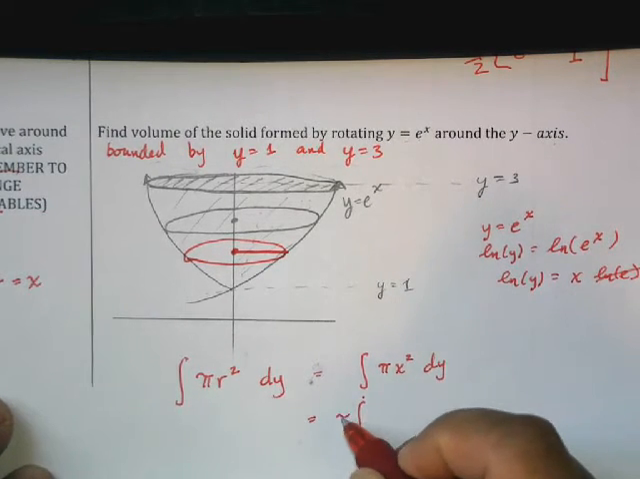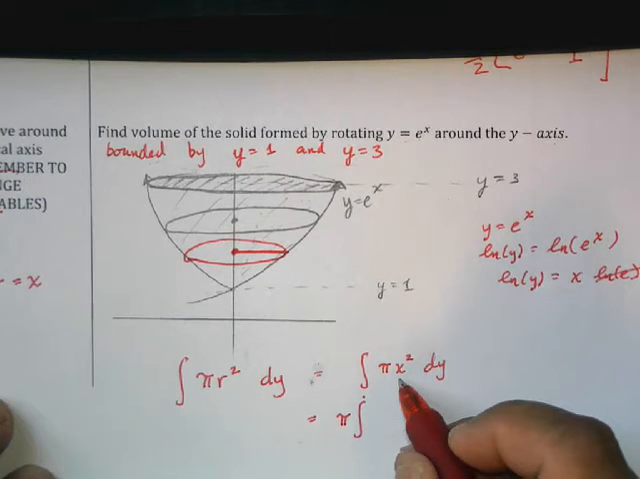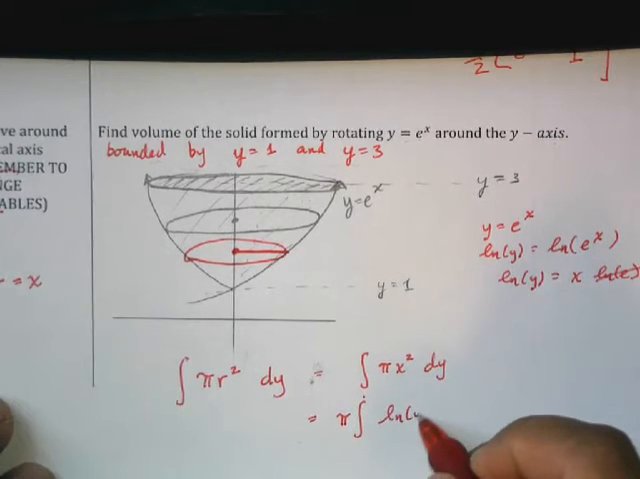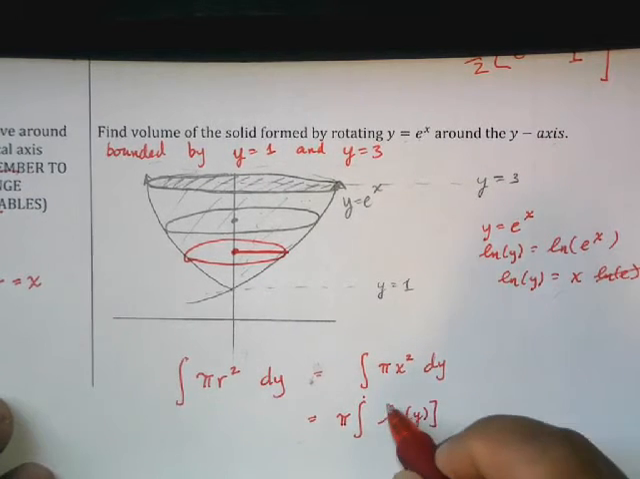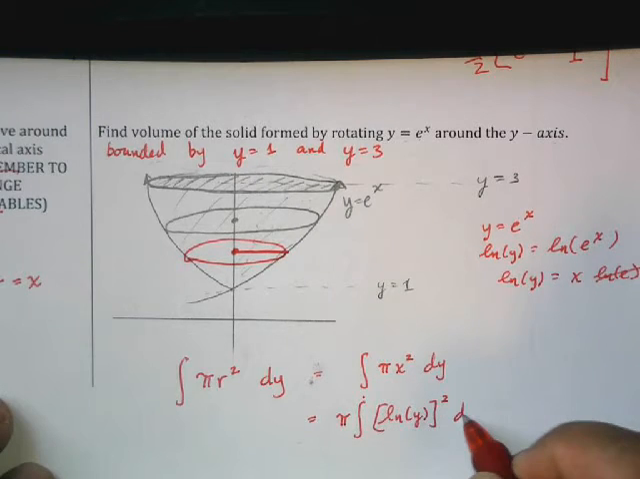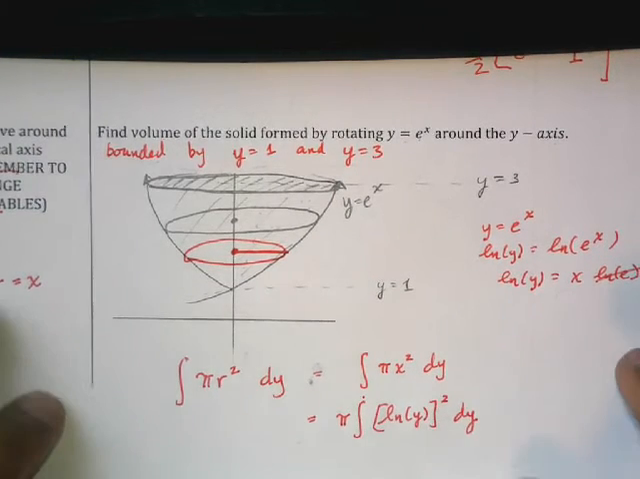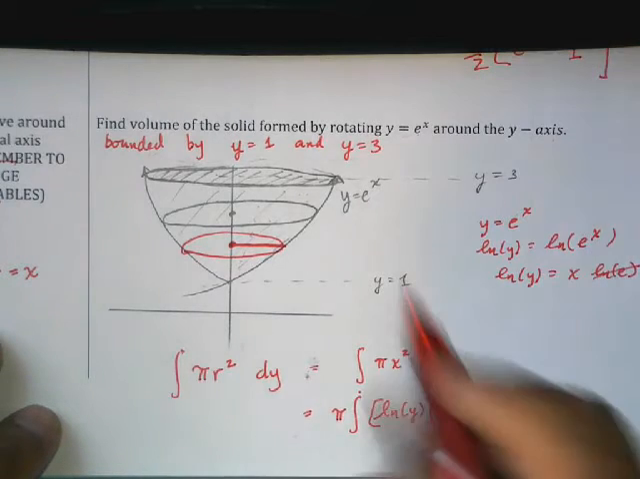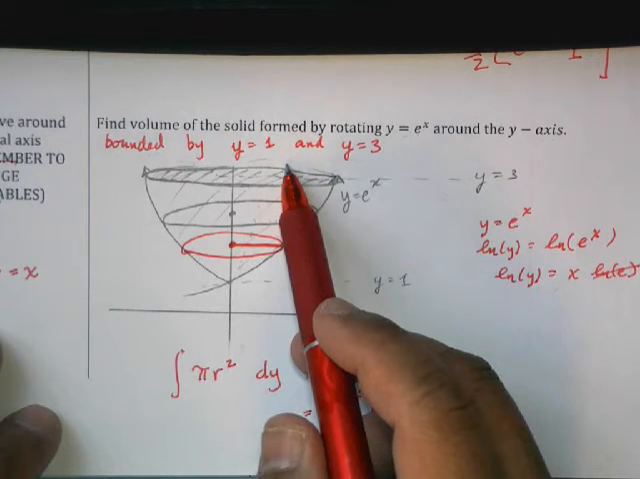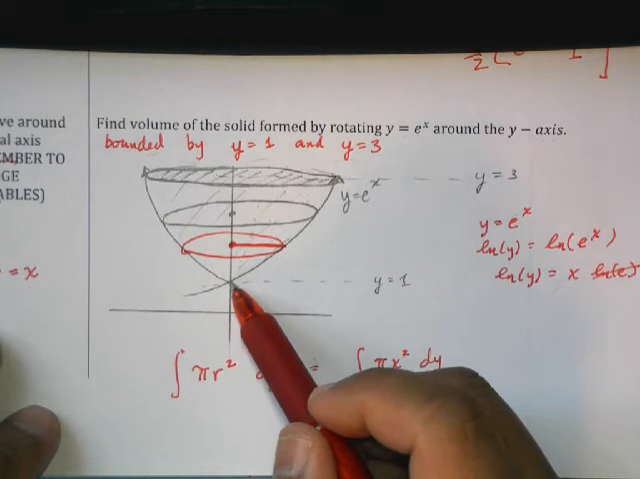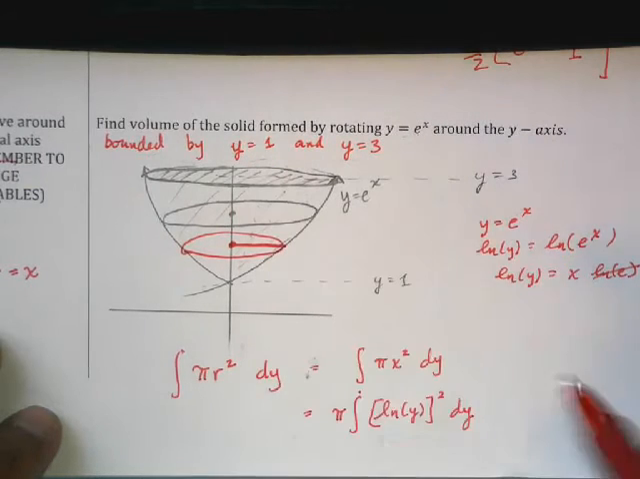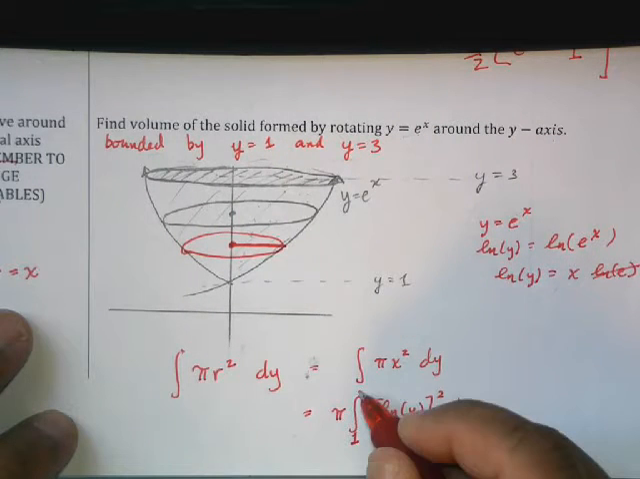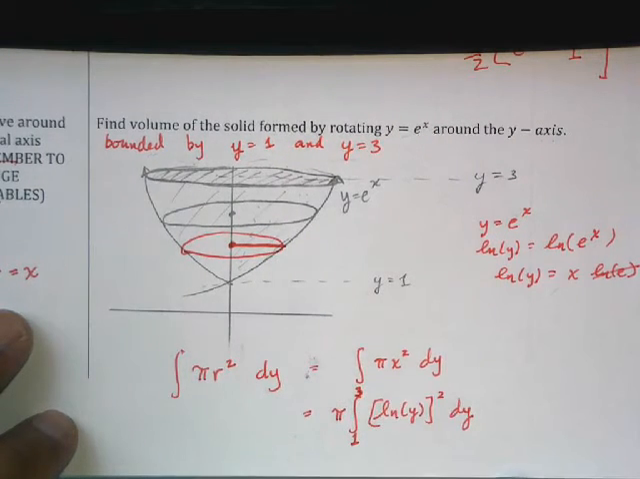We're going to integrate. I'm going to pull out the pi here. Instead of x, we're going to say natural log of y quantity squared dy. Okay. And the limits of integration is also going to be quite nice because it's sort of given to us here in the problem. We're going to go from y equals 1 up to y equals 3. So from 1 to 3. Okay.